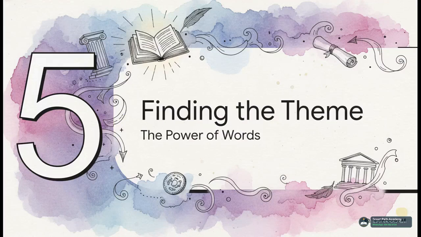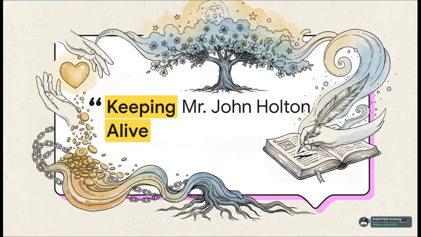Number 5. Finding the theme, the power of words. So the title of this section is Keeping Mr. John Holton Alive. But wait, Mr. Holton has already passed away, right? So what does that actually mean? Well, this is a massive clue about our theme. It means that by honoring someone's memory with love, dignity, and carefully chosen words, you keep their spirit alive. Mrs. Holton's crazy generous gift and Elijah's dedication to his writing, they both proved that working together can help others achieve physical freedom, while keeping the memories of loved ones vibrantly alive.